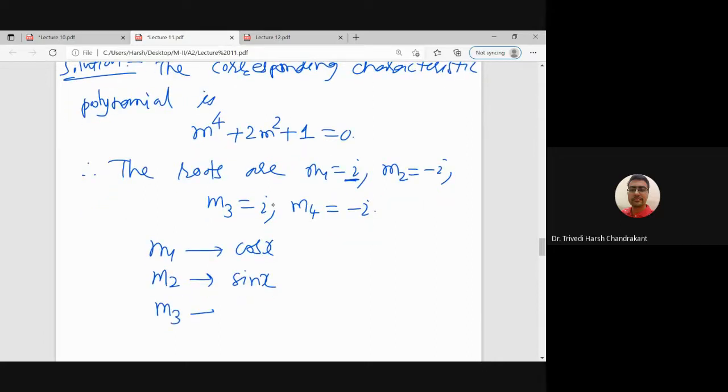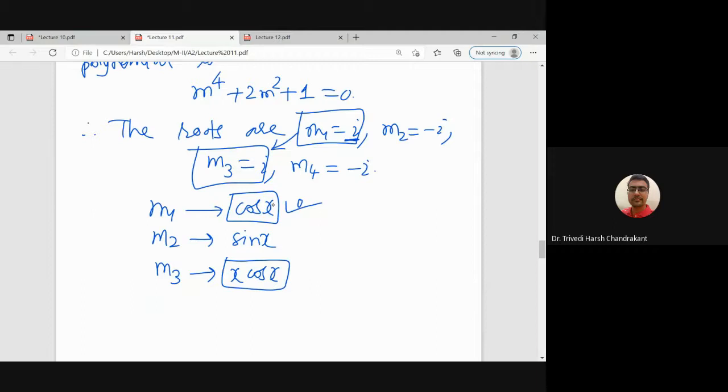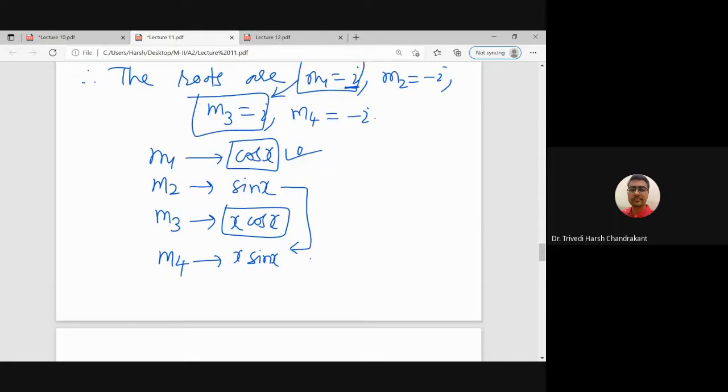Now m3 is i, and we have seen that corresponding to i, the solution we will get is cos x. But cos x I cannot take because we already took cos x. So again here the roots are repeating, so we shall take x cos x. We can check that cos x and x cos x are independent using the Wronskian. Similarly, sin x, and we get x sin x. Right. So the goal is that as many roots as there are, we need that many independent solutions.